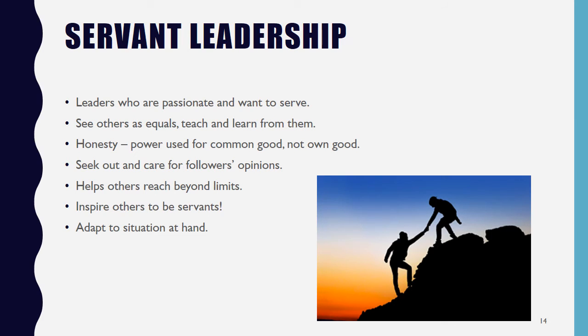The literature also describes servant leaders. These are leaders who see their followers as equals from whom they can also learn. The focus of the servant leader is on the common good, and his main purpose is to help other individuals fulfill their potential, as well as develop their own interest in becoming servant leaders.